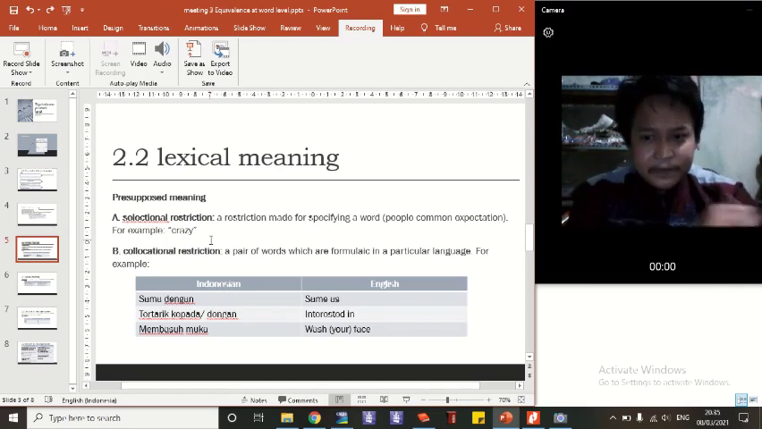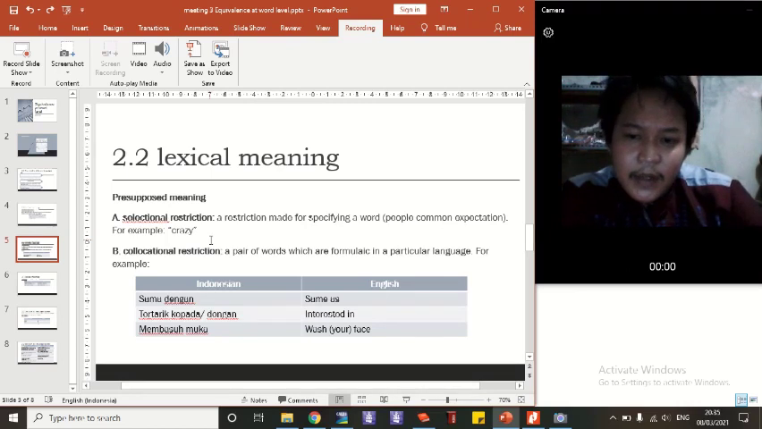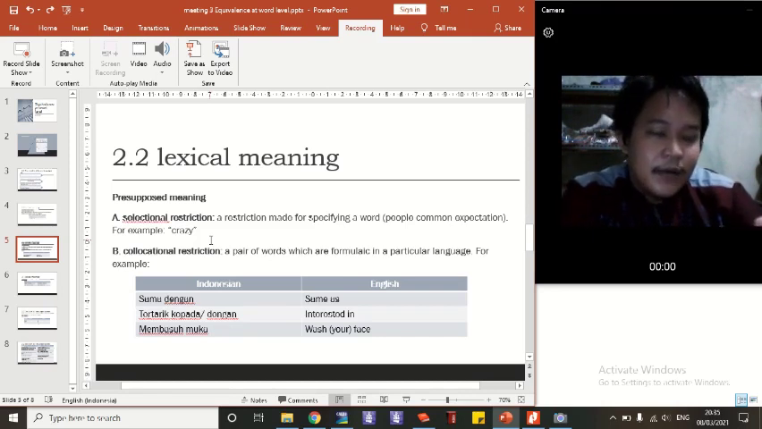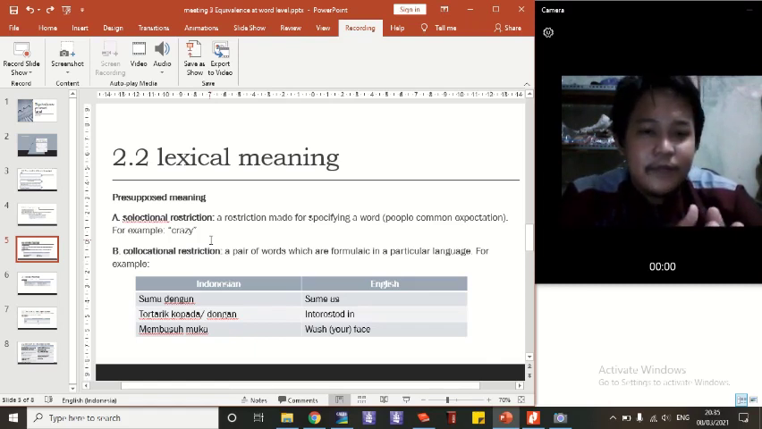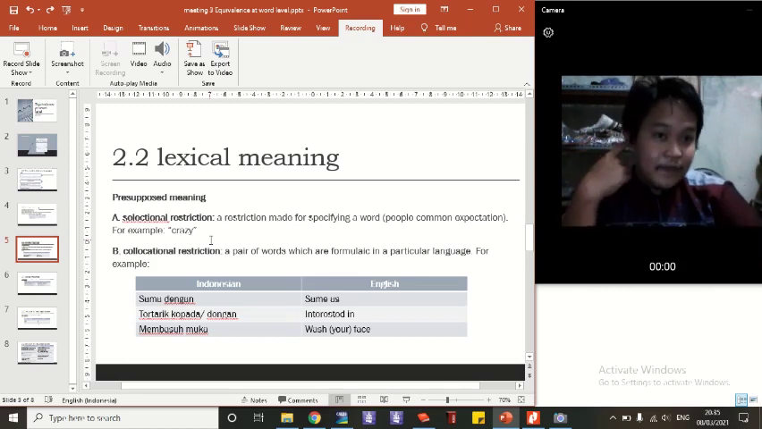For example, in English you say wash your face. While in Indonesian wash means mencuci. On our mind, wash means like putting some soap and soaking the clothes, and then continuing to the next process of washing, like washing clothes. In fact, this one is face.